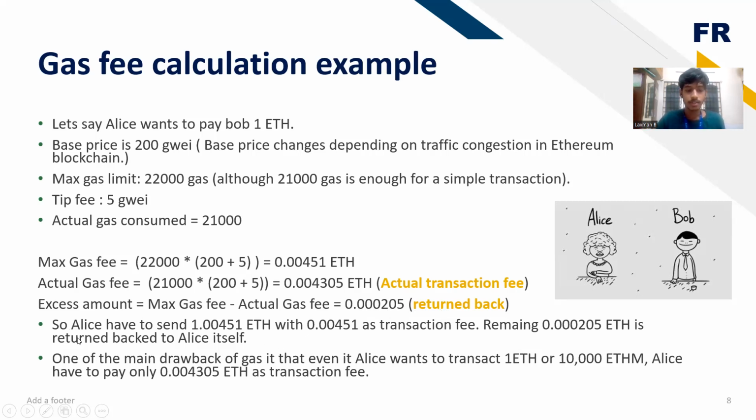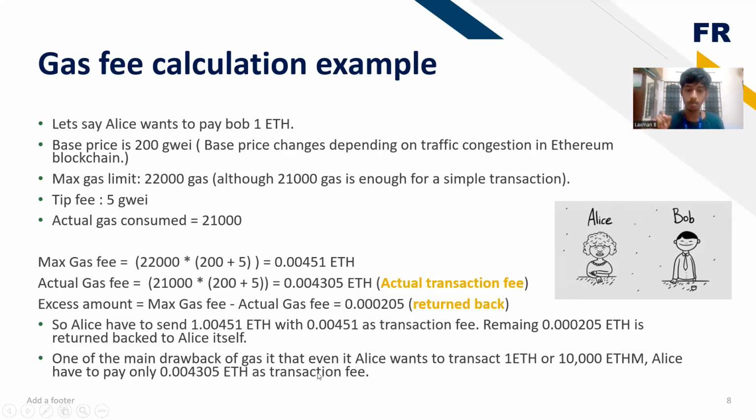So what Alice has to do is pay 1.00451 Ethereum. Alice will pay this maximum gas fee of 0.00451 in addition to the one Ethereum which she needs to transact from Alice to Bob. So 1.00451 will be sent, in which 0.00451 is the transaction fee, out of which 0.004305 will be taken as the actual transaction fee, and the rest, which is 0.00205, will be returned back to Alice herself.